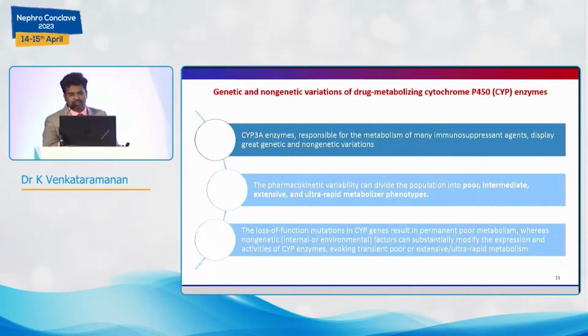So the genetic and non-genetic variation: we know there is genetic and also non-genetic variation in drug-metabolizing cytochrome P450 enzymes. As you know, with cytochrome P450 there is A4, A5, and now even A6, A7 have also come into play. These are responsible for the metabolism of many immunosuppressants. The pharmacokinetic variability was previously divided into poor, intermediate, extensive, and ultra-rapid, but now they are classified according to the genotype, that is responders and non-responders. The loss of functional mutation in a cytochrome gene results in permanent poor metabolism. Not only genetic but also non-genetic factors play a very important role, so it leads to even intra-patient variation.